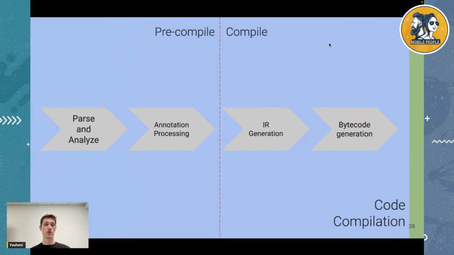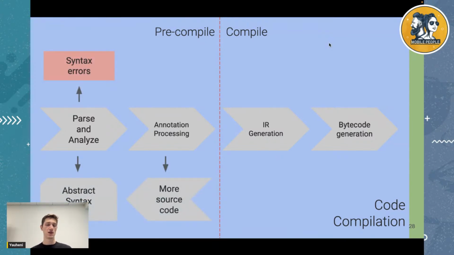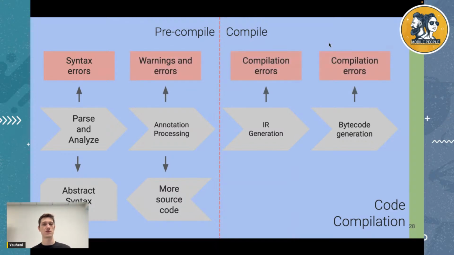Okay, so for Kotlin, it will be pretty much the same: abstract syntax tree and syntax errors, the same stage for generating more source code, the errors from our annotation processor, and from IR generation and from bytecode generation, we could have some compilation errors.